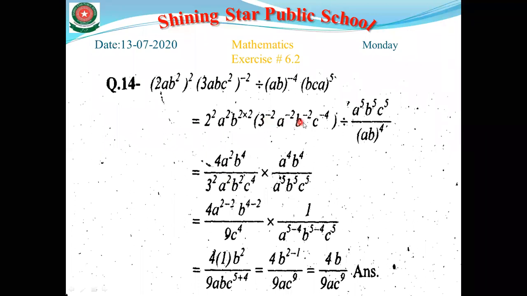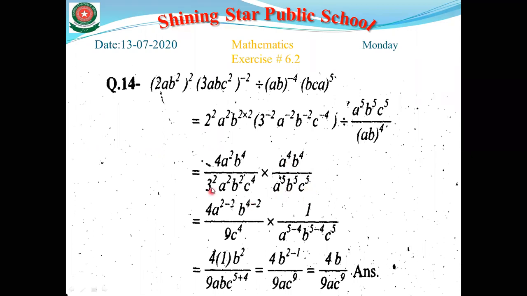Here powers are negative, so that's why we write them in the denominator: 3 square, a square, b square, c power 4, multiply. And when we change divide into multiply, we know that the denominator becomes the numerator and the numerator becomes the denominator: a power 4, b power 4 divided by a power 5, b power 5, c power 5.